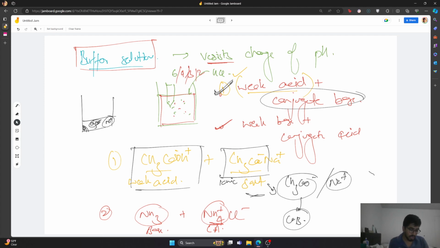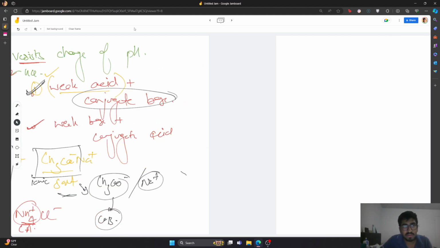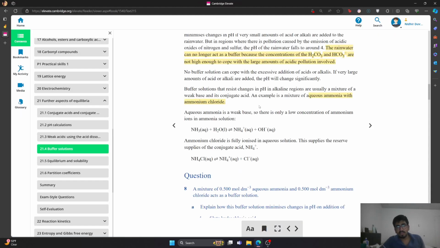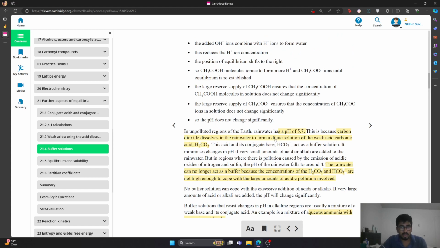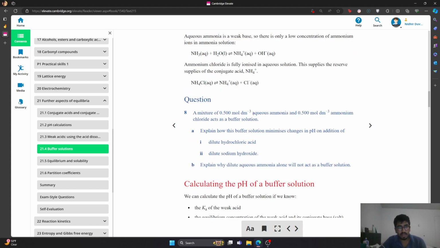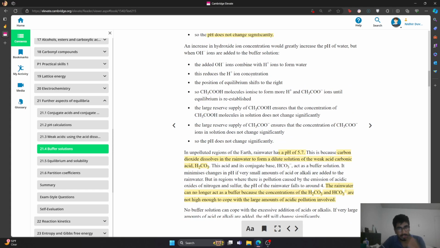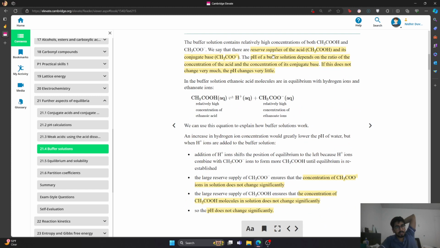So these two together can form a buffer solution. These two together can form a buffer solution, and they are just two examples of buffer solutions, right? So make sure you understand this as well, because these are important concepts. Go through every line, because they explain things slowly and explain why such a solution acts like a buffer solution. So let's go through that as well.